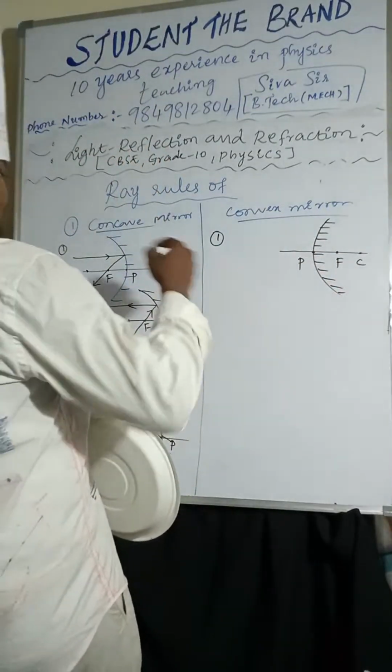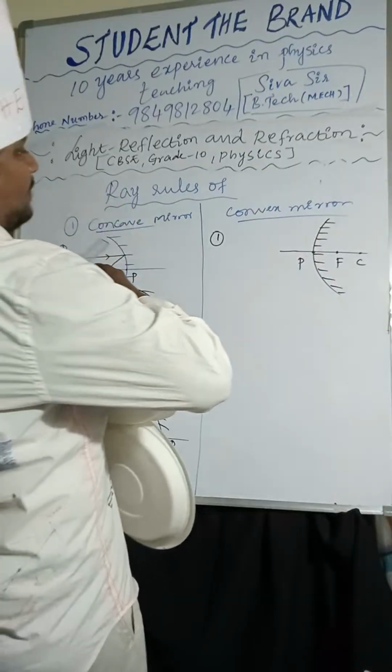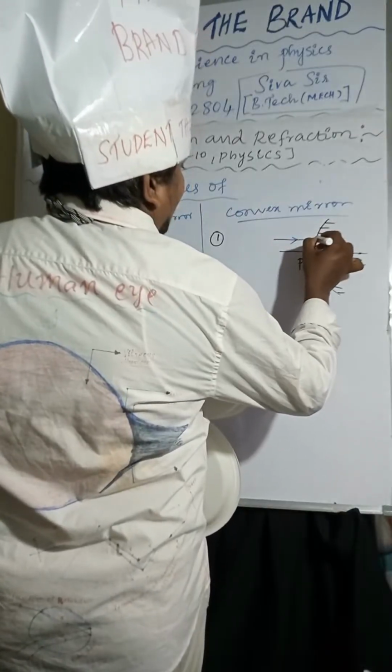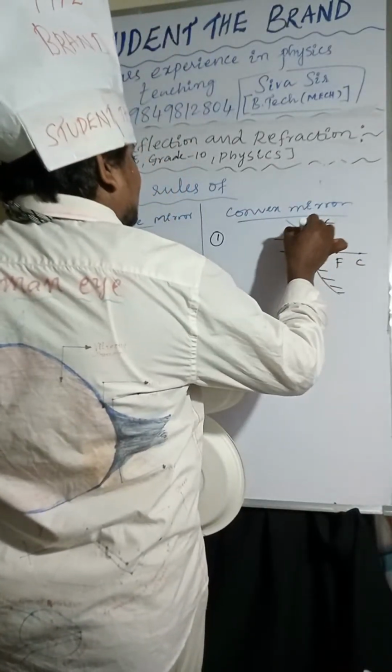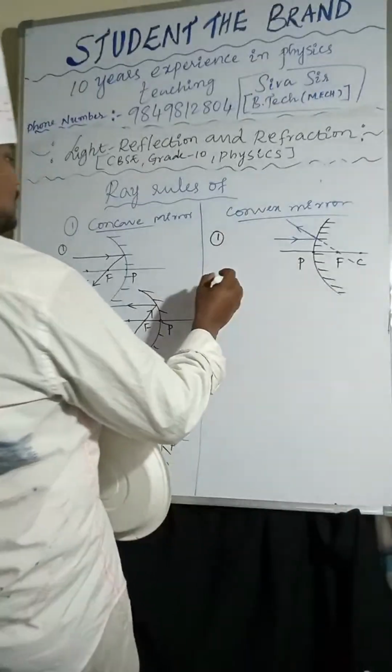So the light ray is coming from infinity. After reflection, the light ray that was coming from infinity diverges, it moves away from it.